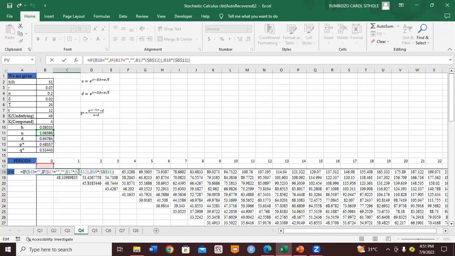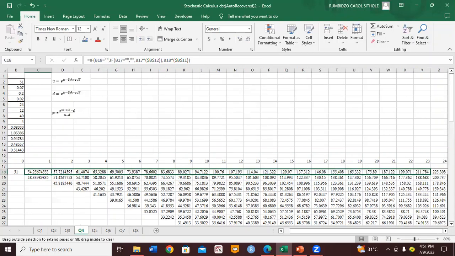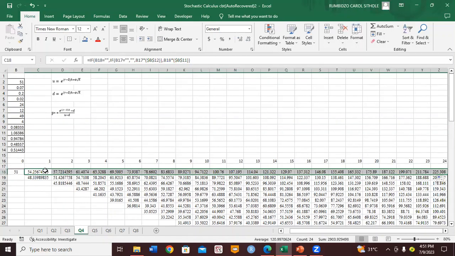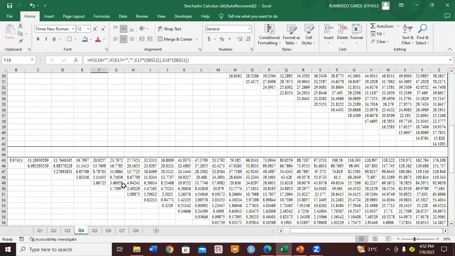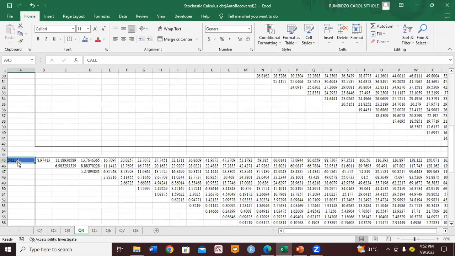So we want this effect to work throughout. If you want it to work throughout, you just drag it to the end, 24, and it will calculate throughout. The same applies as we go down. You just come here, double click, come here, double click, come here, double click on this. Make sure that you have this plus sign. You double click till you get to 24, right? And these stock prices are the ones that we're going to use to calculate our call price, right?